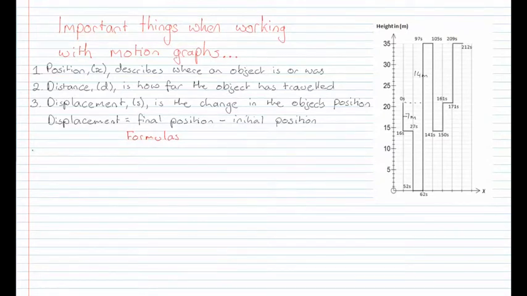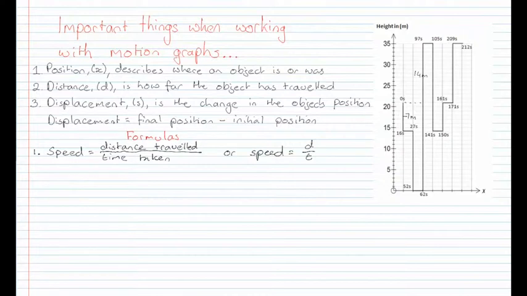Okay, so there's actually some important formulas here that we need to know as well. First being speed. The formula for speed is distance travelled over time taken. There's how far I've travelled, total, over time taken. Remember, distance is only ever going to be positive.